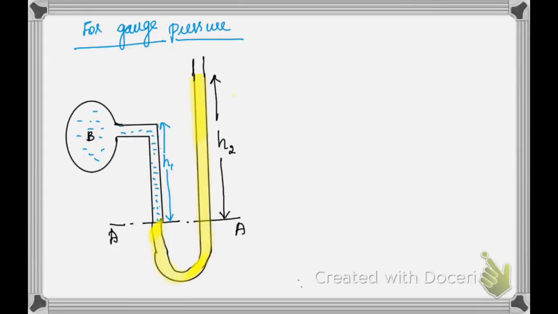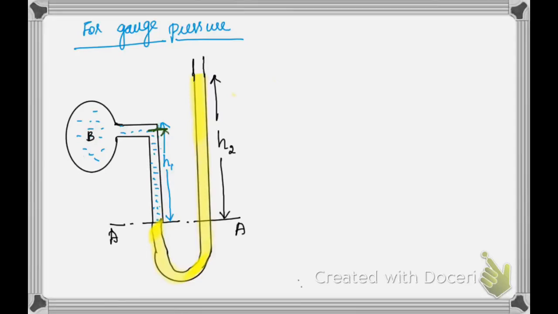So we have to choose a datum line, and then mark the distance of the center of the pipe. From here, this will be my H1. So mark the distance of the center of the pipe and the liquid level in the vertical column from the datum line. Everything should be measured from the datum line. So here let it be H1, measured in meters. H1 is the pressure head at the center of the pipe.